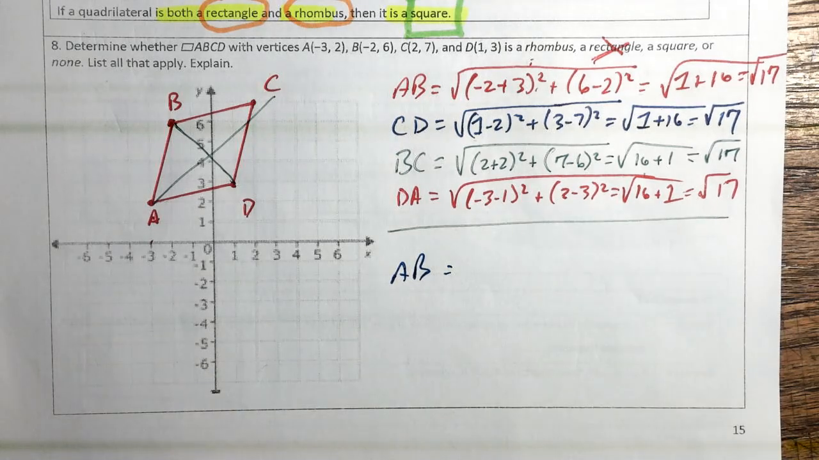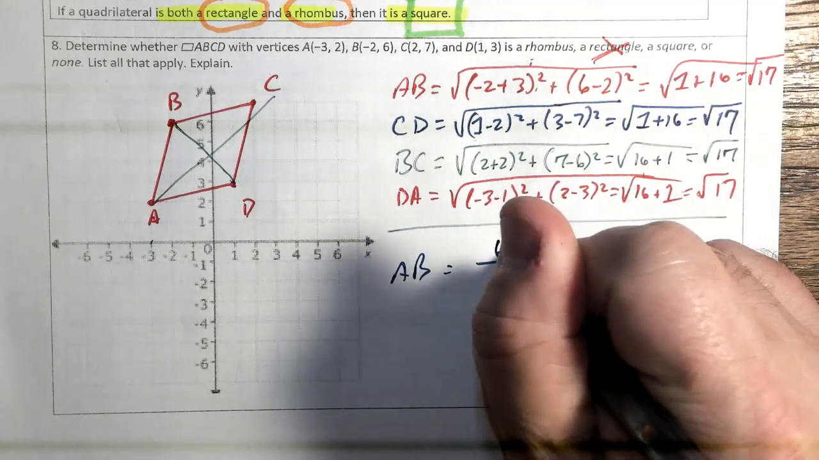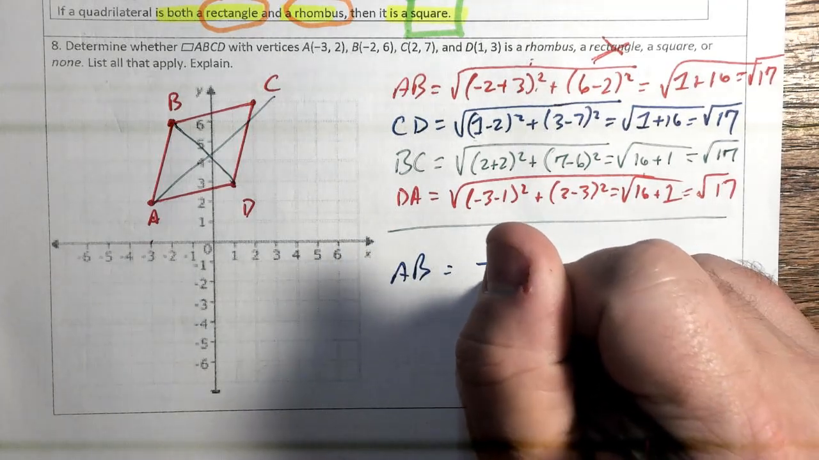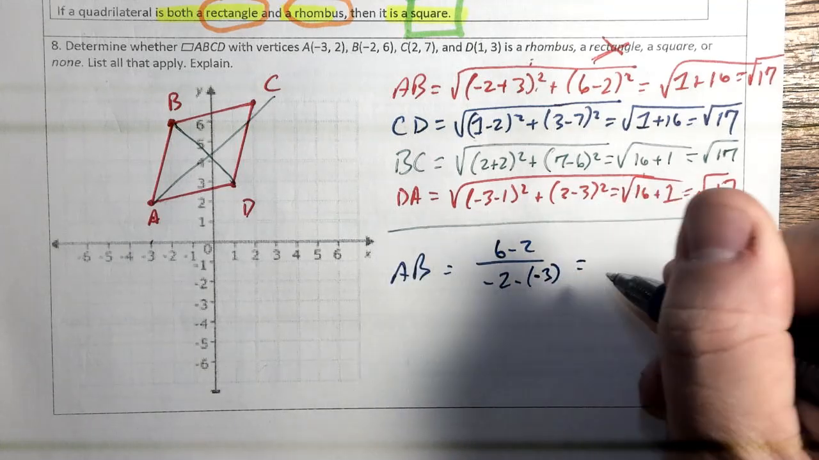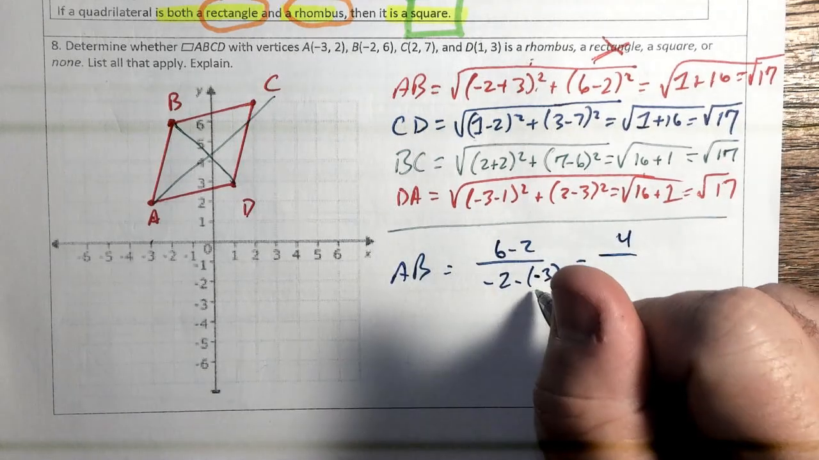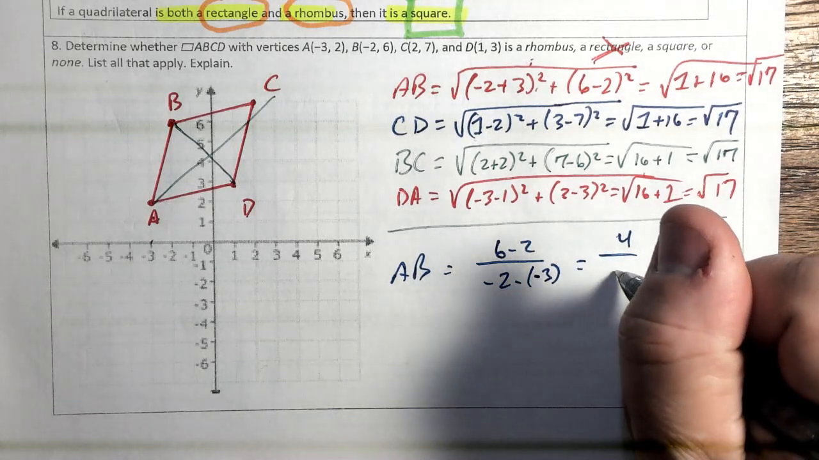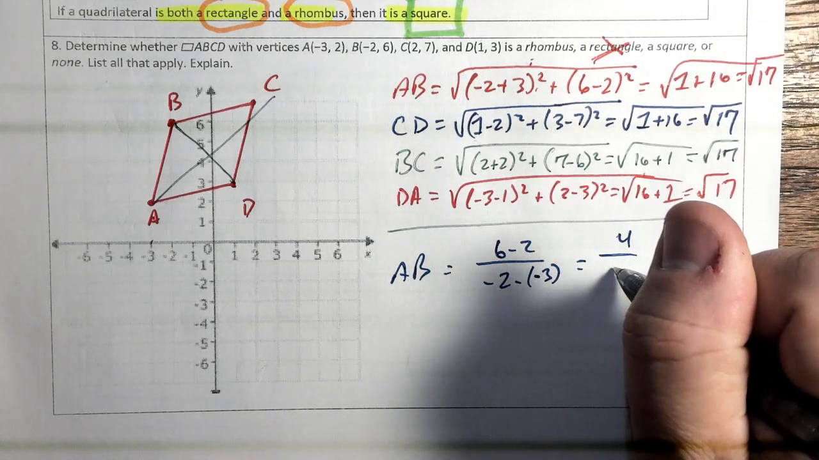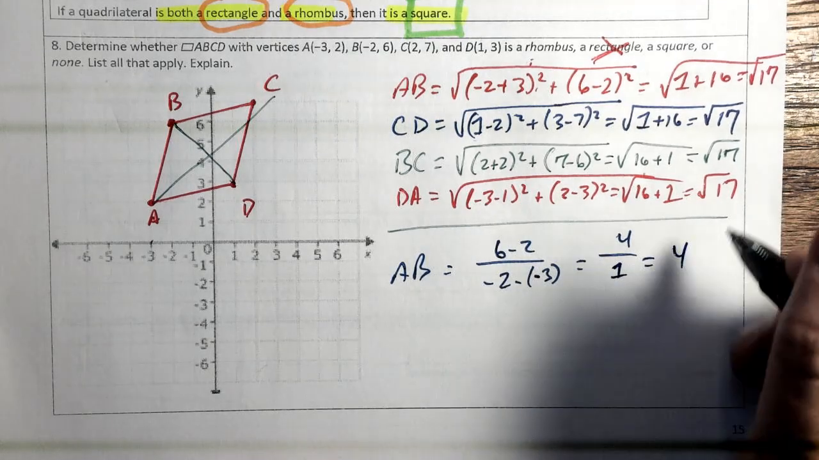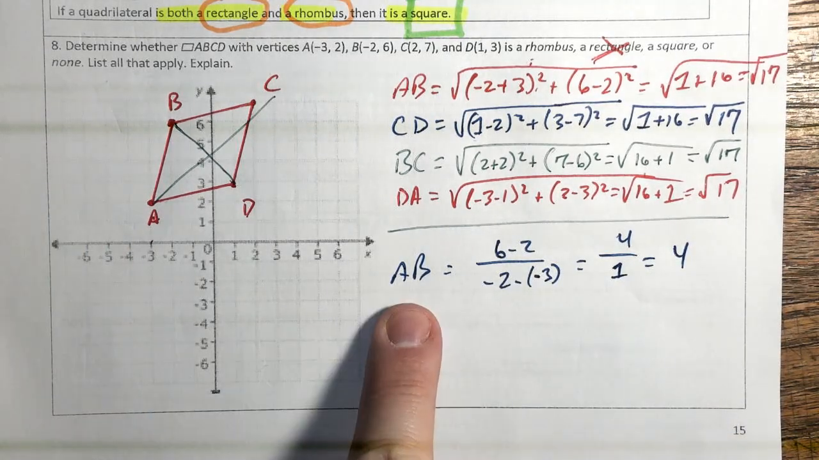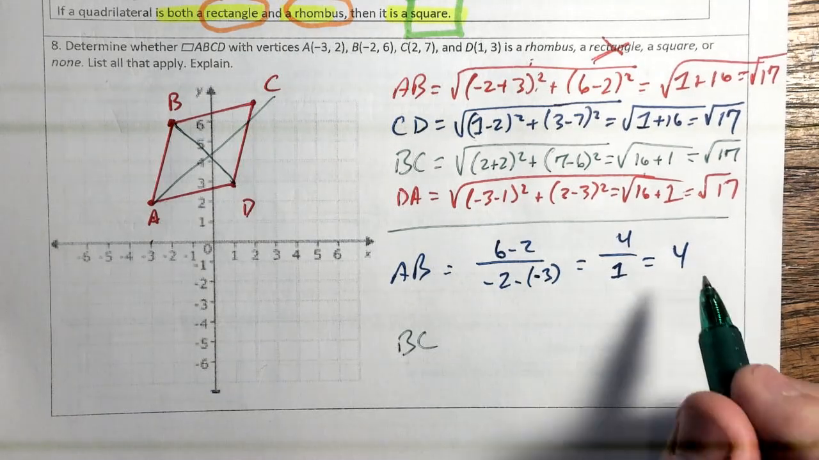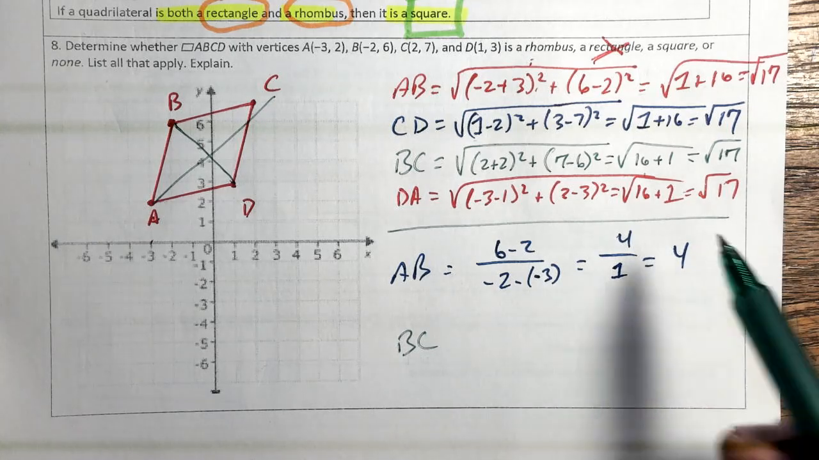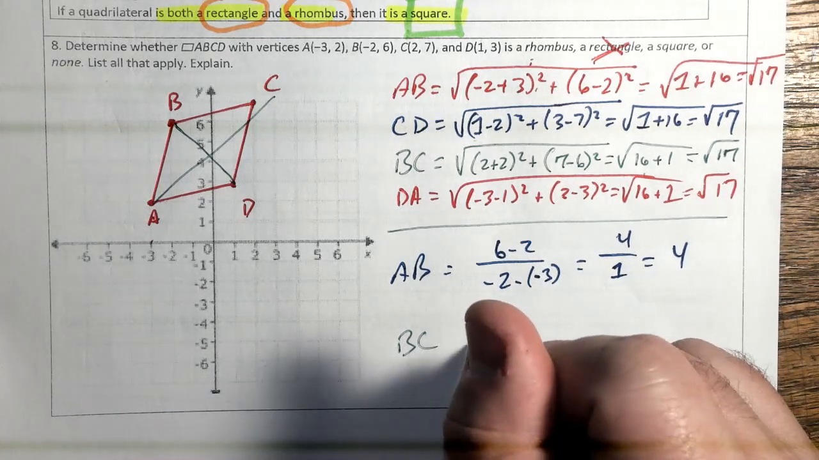All right, slope is y sub 2 minus y sub 1 over x sub 2 minus x sub 1. So for AB, we have 6 minus 2 on the top, negative 2 minus negative 3 on the bottom. So 6 minus 2 is 4. Negative 2 minus negative 3, that's like negative 2 plus 3, is positive 1. So 4 over 1. So the slope for AB is 4. So let's see if the slope for BC is negative 1/4, then we have a square. If it's not, we have a rhombus. So let's see what we got.